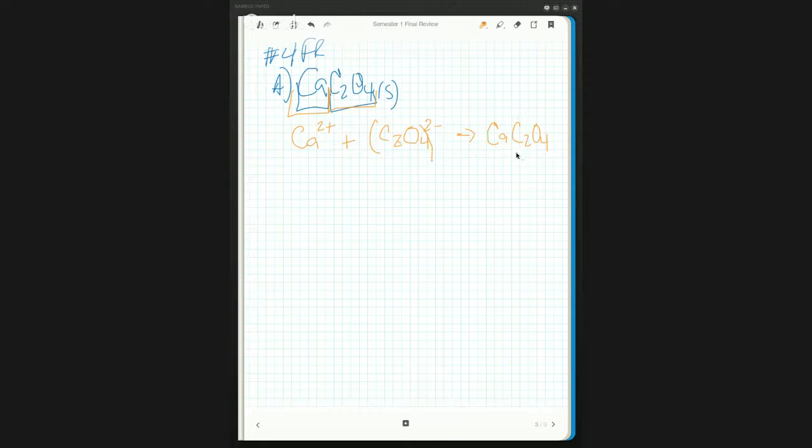Oh, and by the way, this will be a question on the test, on the free response. You do not have to put the state symbols, like this solid right here. You don't have to do that. Some students like to do it, and that's fine.